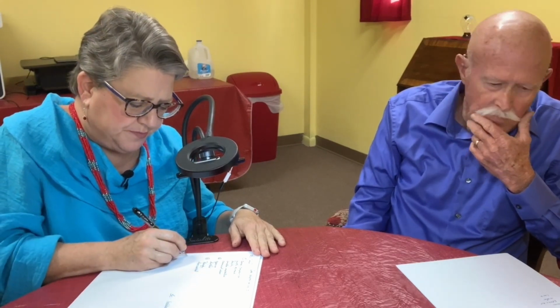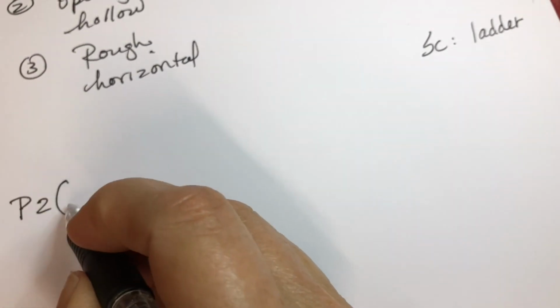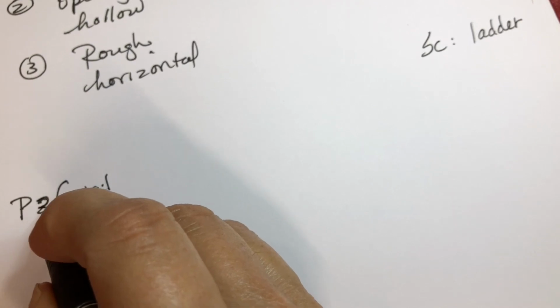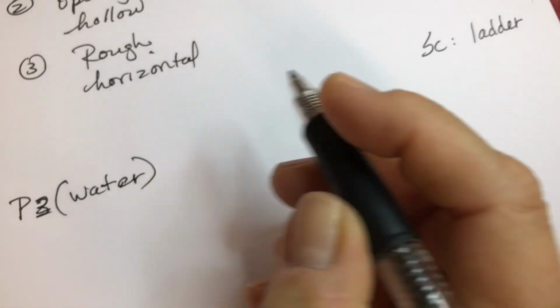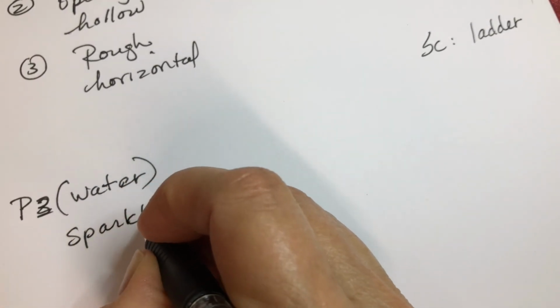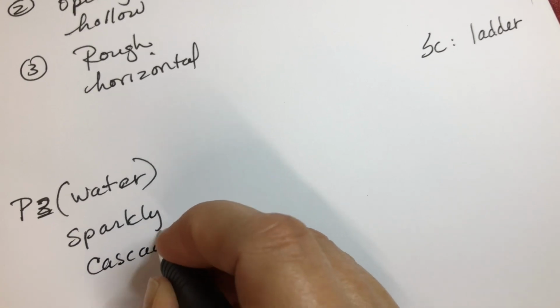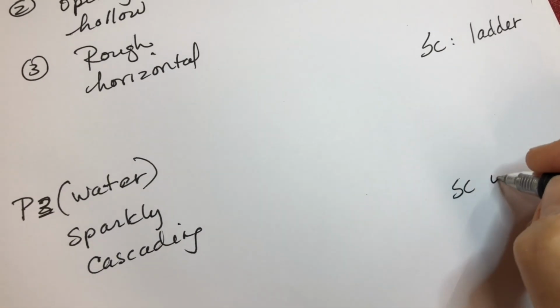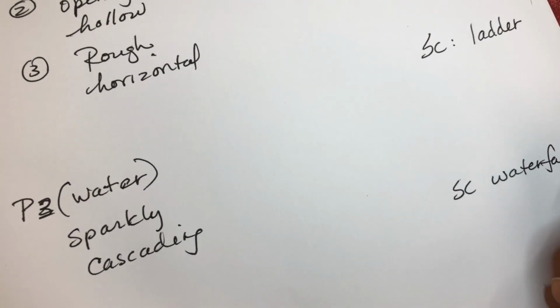Let's see, where should we go from here? How about if you take a look at the water? Oh, this is actually P3, sorry. Water. It's sparkly. It's cascading. Stray cat waterfall. It's vertical, splashy, noisy, funny. Stray cat funny.